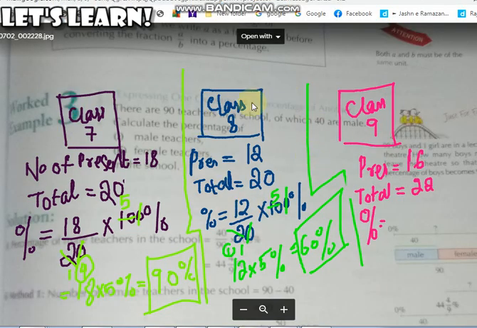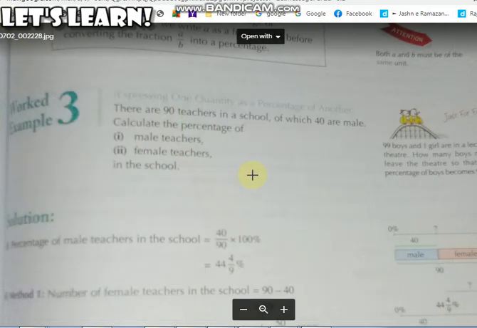Moving back to our book, so let's see how we can apply this knowledge in the questions. If you see over here in the question, for example number 3, the question is there are 90 teachers in a school, of which 40 are male. 90 teachers out of which 40 teachers are male. So we need to calculate the percentage of male teachers in the school.